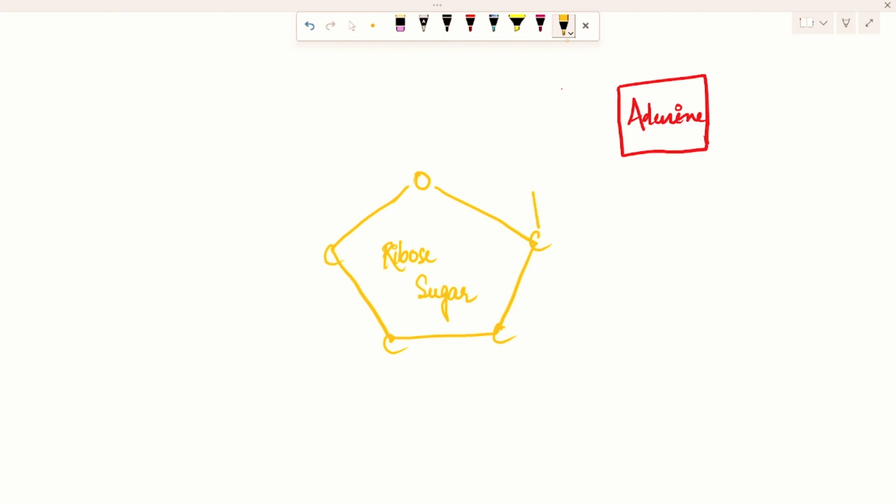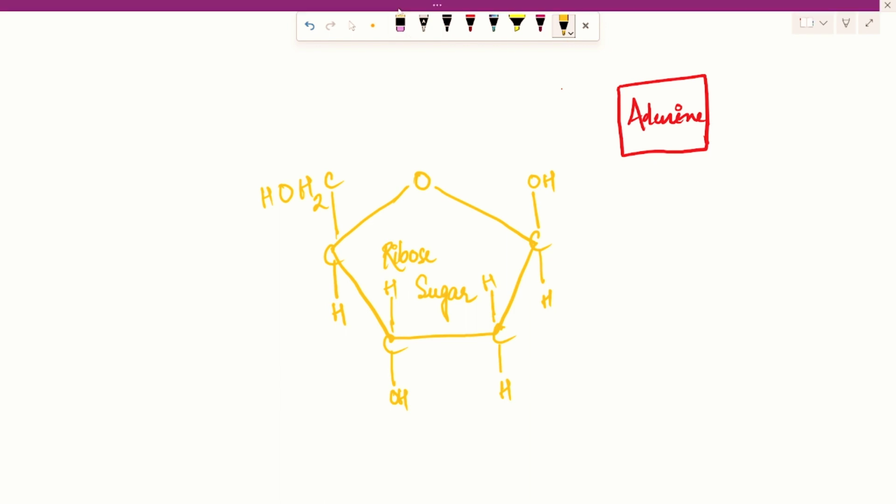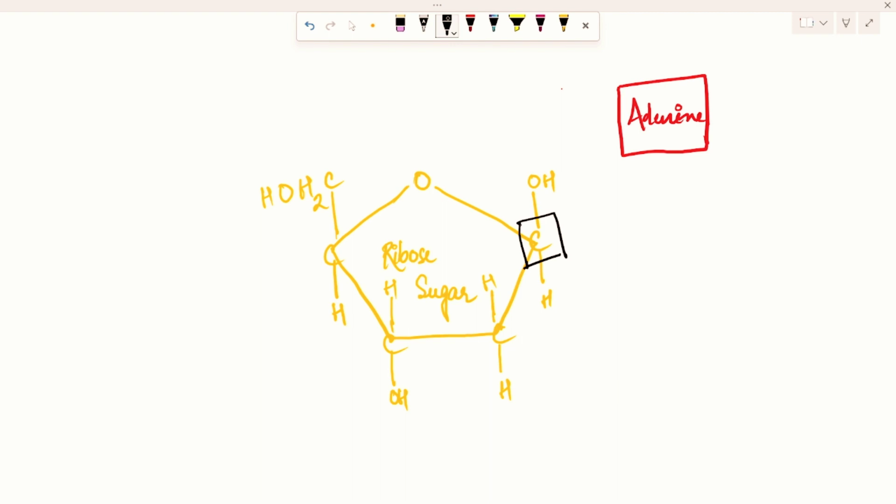With the first carbon, there is an OH on one side, H on another side. With the second carbon, there is H on both sides. The third carbon has H on one side, OH on another side. The fourth carbon has H on one side and CH2OH on the other. Now let us count our 5 carbons. This is the first carbon, the second carbon, the third carbon, the fourth carbon, and this is our fifth carbon.